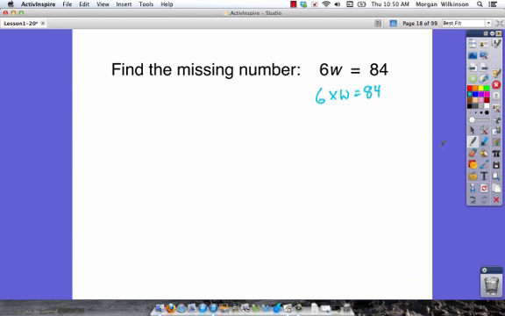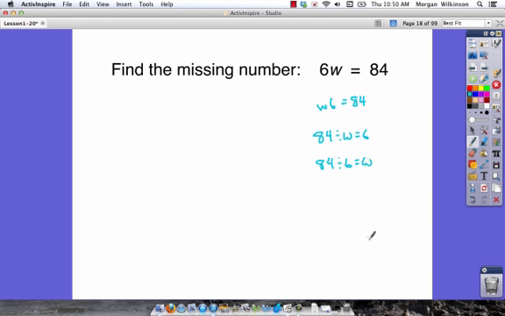I'm going to erase this because the multiplication symbol looks a bit confusing. We don't know if it's an x or multiplication. We could say 6 times W is 84, or W times 6 is 84. We could do division. We could say 84 divided by W equals 6, or 84 divided by 6 is equal to W. Which one would you choose to solve this problem for W?